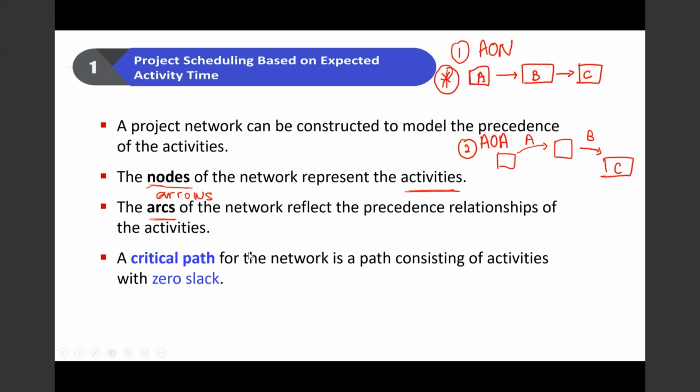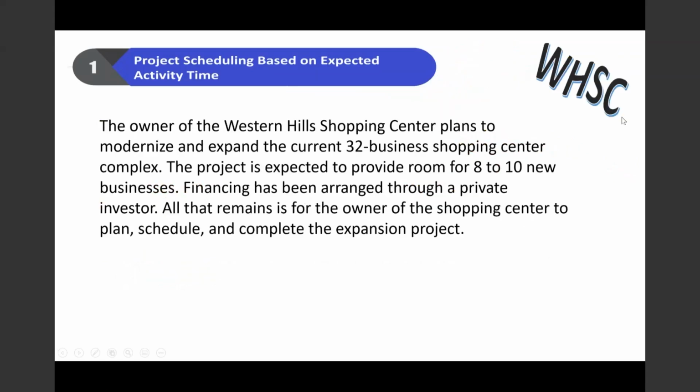So let's look at an example. This is to jog your memory, you will have known most of this. Here we have an example of the Western Hills Shopping Center. They plan to modernize and expand the current 32 business shopping center complex. The project is expected to provide room for 8 to 10 new businesses. Financing has been arranged through a private investor. All that remains is for the owner of the shopping center to plan, schedule, and complete the expansion project.